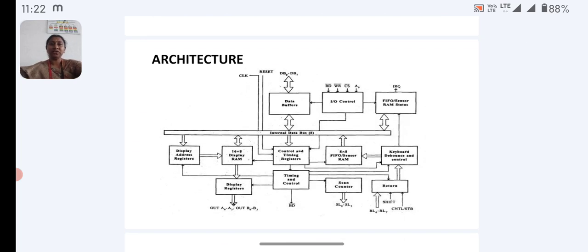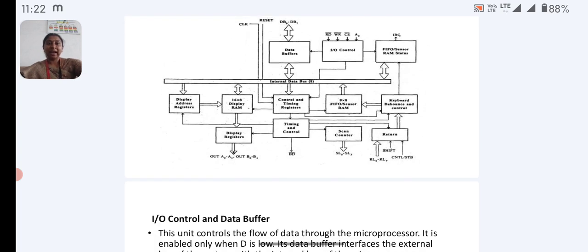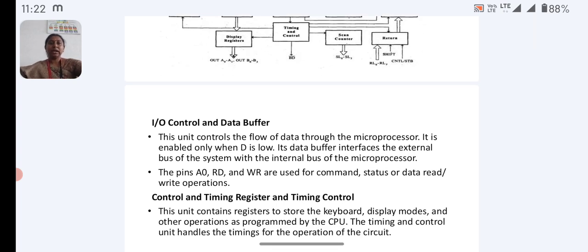Then comes the architecture of 8279. It consists of data buffers, input output control, FIFO sensor RAM and display. It consists of various sections, that is keyboard section, display section, scan section. The display address registers, display RAM and display registers come under the display section. The scan counter, keyboard debounce and control come under the keyboard section, along with the IO control and data buffer.